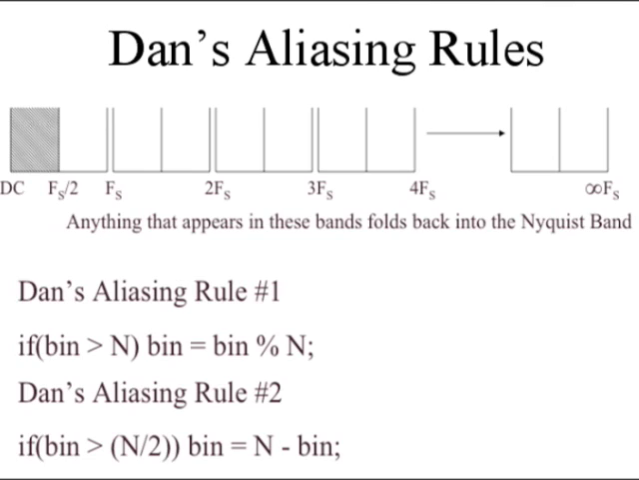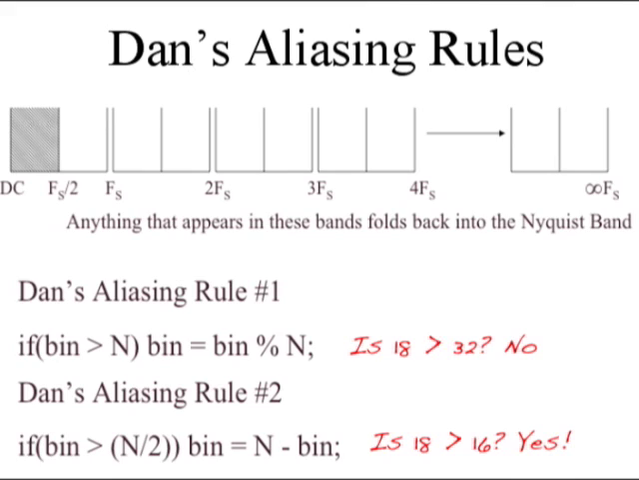Okay, I only have two rules. Dan's aliasing rule number 1 says if the bin is greater than n, then the bin is equal to bin modulo n. Modulo is the remainder operator, so in our case the answer to this question is no. In other words, is 18 greater than 32? The answer is no, so we don't calculate the modulo operator yet. The next rule says if the bin is greater than n over 2, bin is equal to n minus bin. In other words, is 18 greater than 16? And the answer is yes.